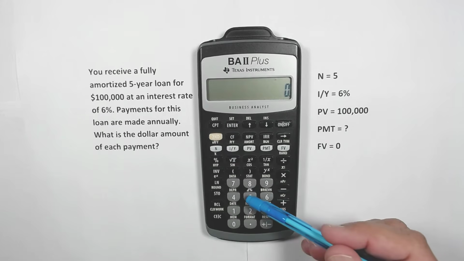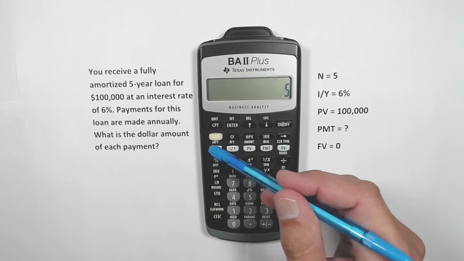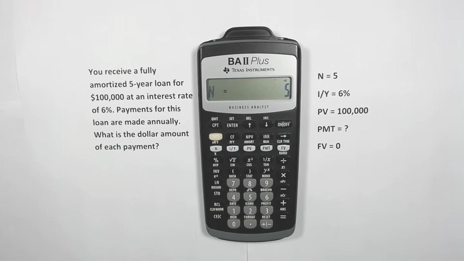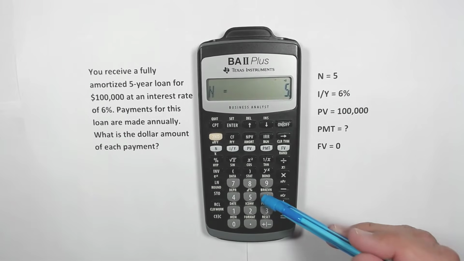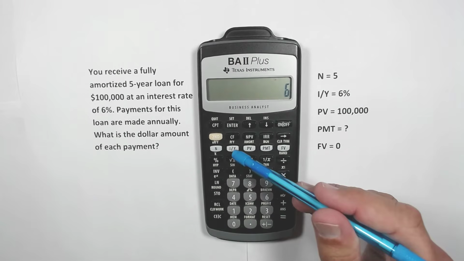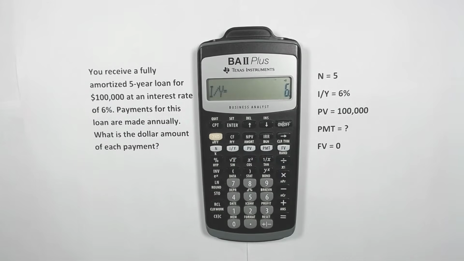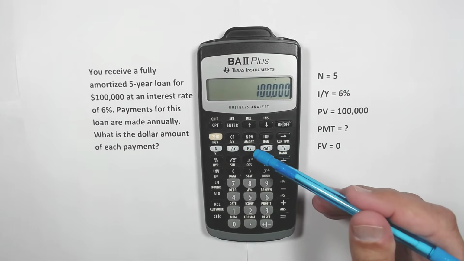To enter this, we press 5 N. Next, we'll enter the interest rate. So we press 6 I/Y for interest yield. Now, we'll enter in $100,000 and press PV for present value, for the present value of the loan.